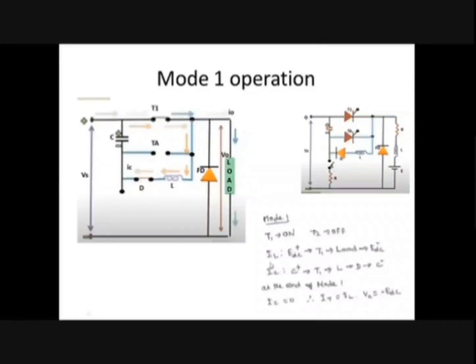The load current, IL, represents the load current, here shown as I0. The I0 will take a path from Vs plus along T1 through the load, which will end at Vs minus. This is the direction of load current I0.